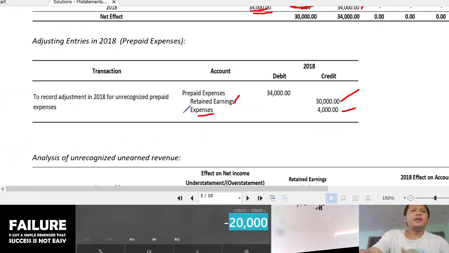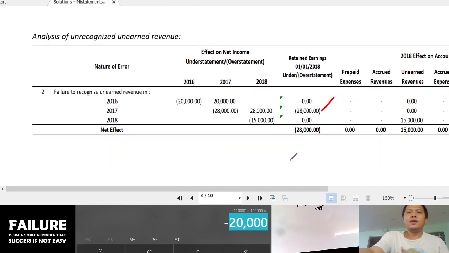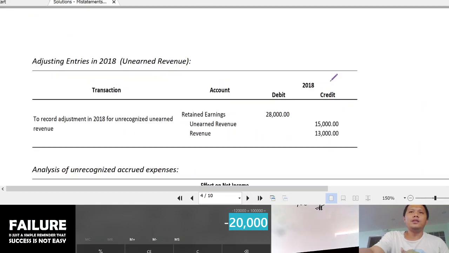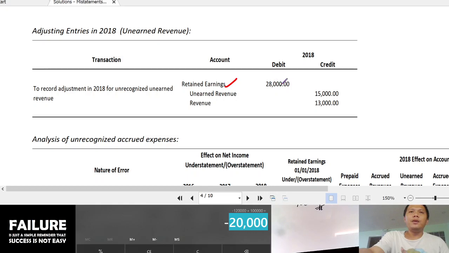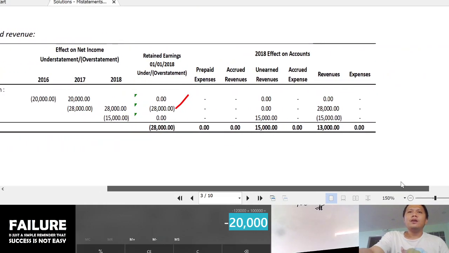So, next. When it comes to that unearned revenue, again, as noted, yung effect nito in 2017 is that we have an overstatement of retained earnings. Kaya, yung entry natin dyan, because it is an overstatement of retained earnings, dapat bawasan natin. Debit retained earnings by 28,000. Effect on individual accounts sa unearned revenue natin, in 2018, we have an understatement of 15,000.